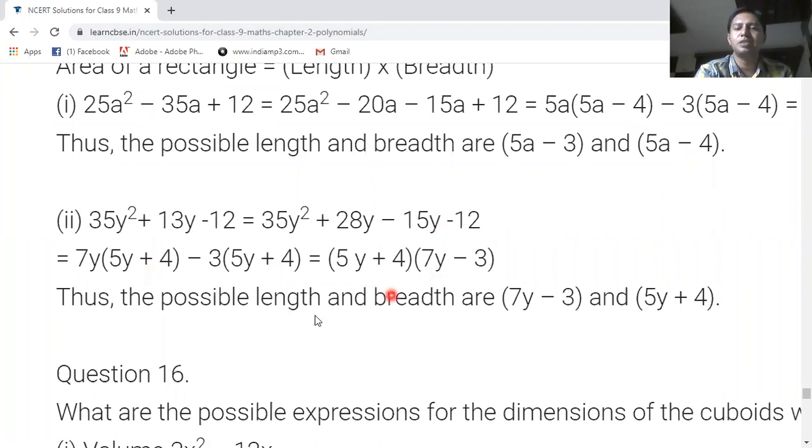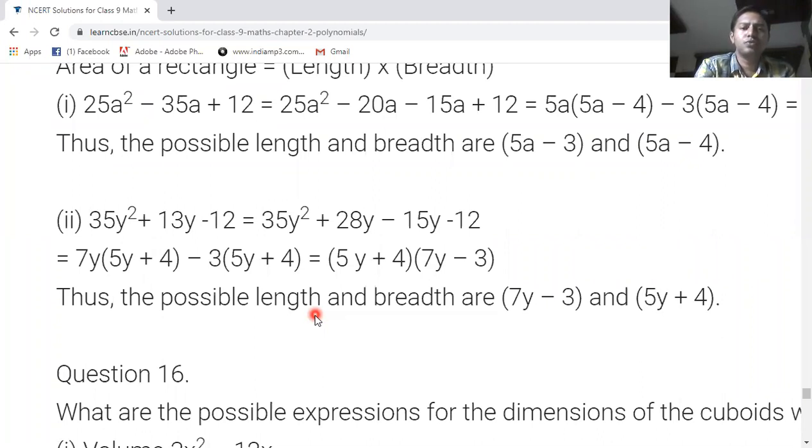So the possible length and breadth are 7y minus 3 and 5y plus 4. That is, if length is equal to 7y minus 3, breadth will be 5y plus 4, or if length is equal to 5y plus 4, breadth will be 7y minus 3. So we have length and breadth in this form, 7y minus 3 and 5y plus 4. Very good, Akhilesh, Prabgun, Ishan.